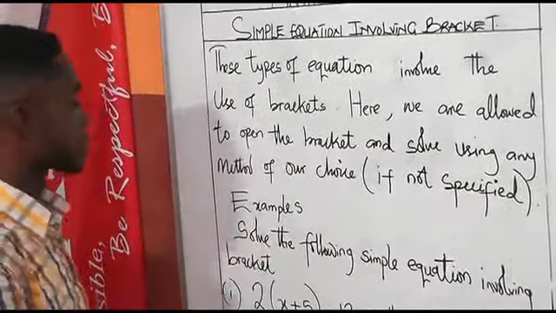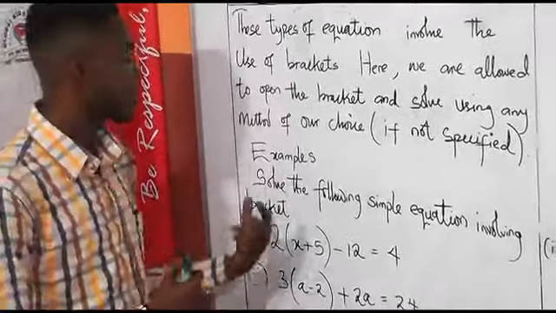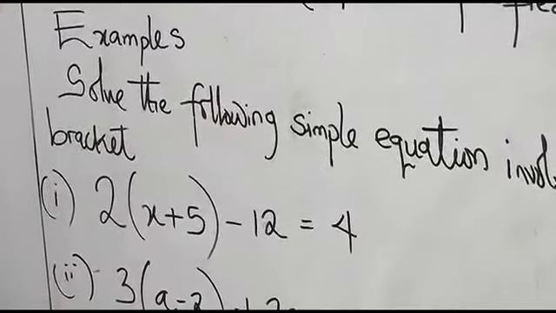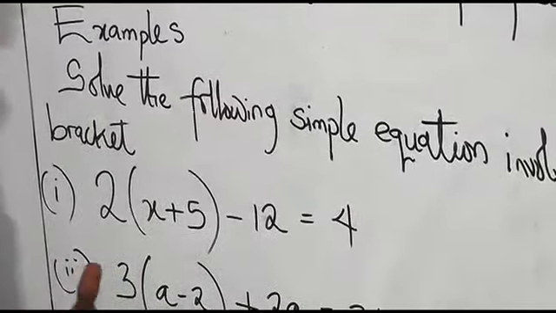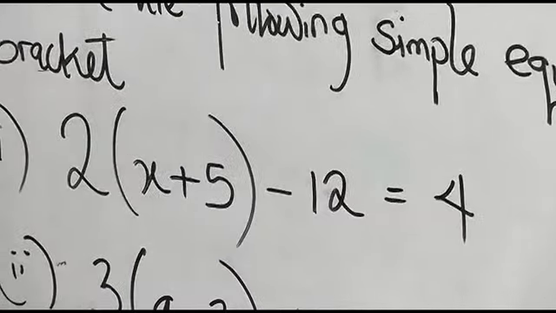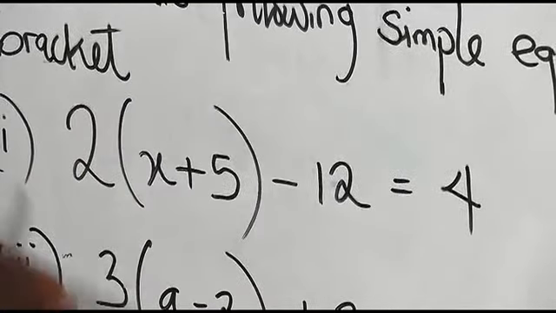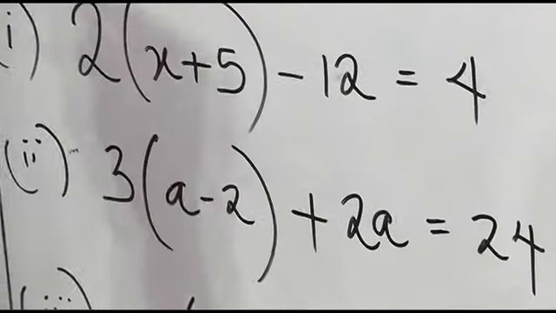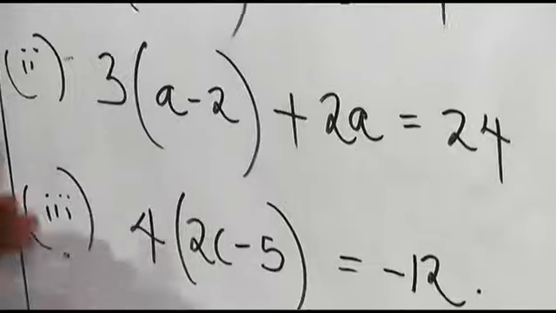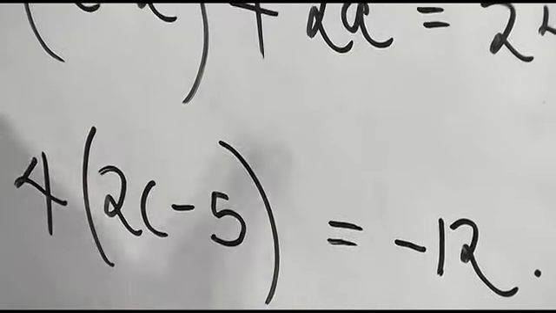So we have some examples here to be solved using any method of our choice. Solve the following simple equations involving brackets. The first one is 2(x + 5) - 12 = 4. Second, we have 3(a - 2) + 2a = 24. The third one is 4(2c - 5) = -12.